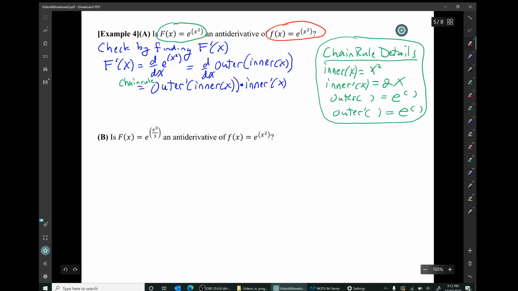So when I assemble all these parts from the chain rule details box, I get e to the parentheses x squared times 2x. That's not the same as little f. So the answer is no, capital F is not an antiderivative because capital F prime is not equal to little f.